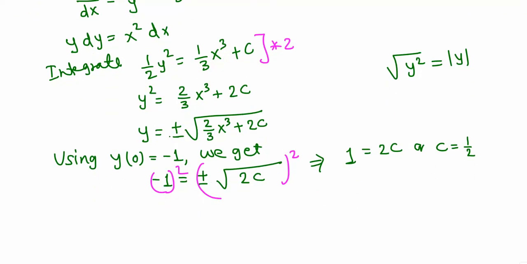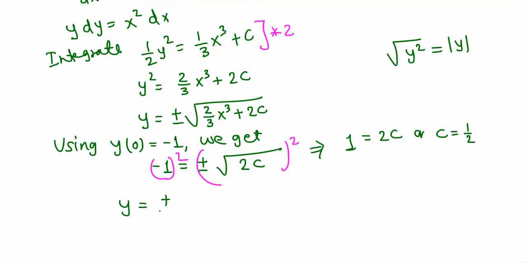Thus let's go back here, so we get y equals plus minus the square root of 2/3 x cubed plus 2 times c. c is 1/2, so 2c is just 1, plus 1. But this is not the final answer. We were supposed to get only one solution, and we have plus and minus. Now using the initial condition again, here is the initial condition, we need to choose the correct sign. When we plug in x equals 0, y should be -1. So plug in x equals 0, this is 0 plus 1, 1, the square root of 1 is 1, and we are supposed to get -1, so negative is the right sign.